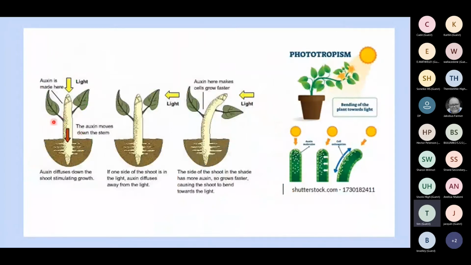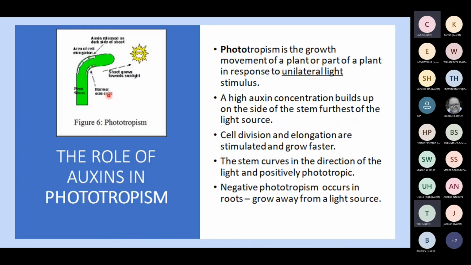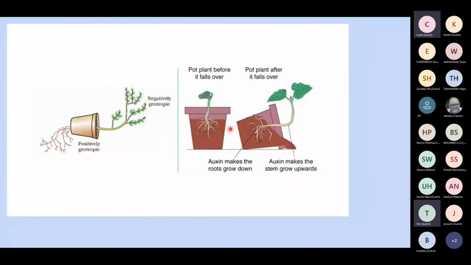Uniform light is light from all directions. Unilateral light is light from one direction. Take note of that, because that can cause confusion. Uniform light is light from all directions, which is similar to what we are doing here. There's uniform light here because it's light from all directions. Plant falls over, what will happen? Got it?